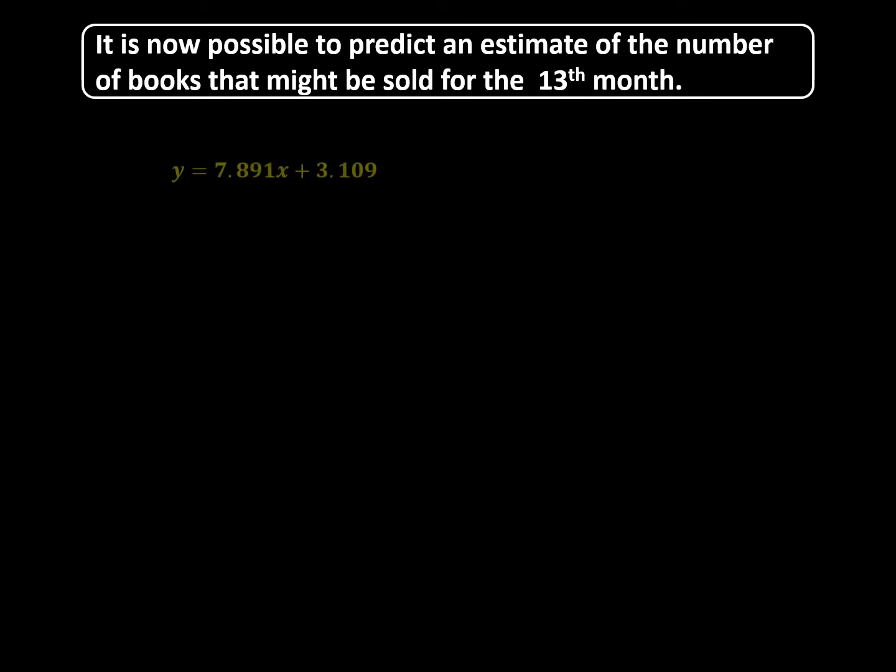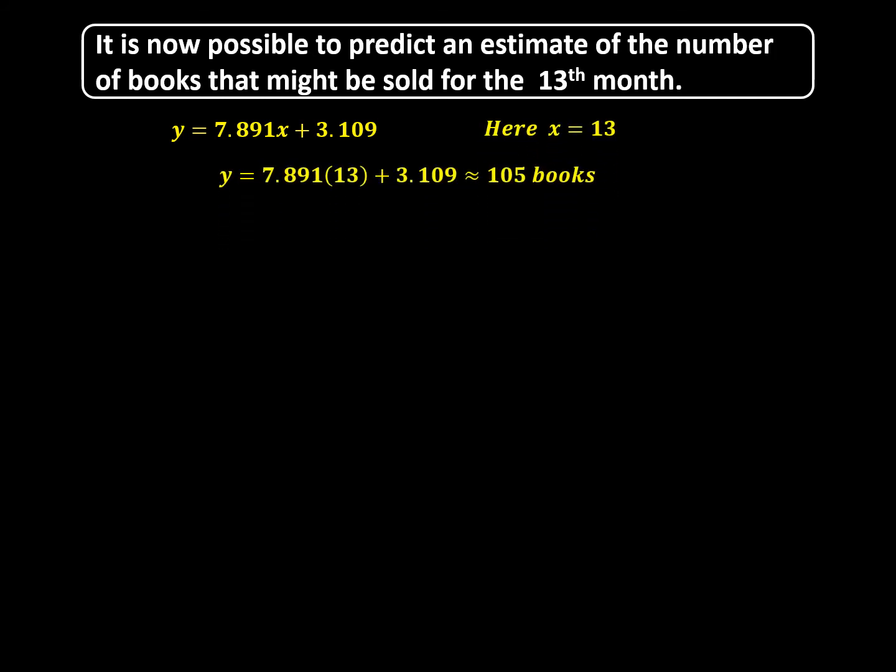Okay. Now, we have the equation of the regression line. Here, the value of x is 13. Now, what is the y value? Y is the number of books. Substitute and use the calculator. We get 105 books in the 13th month.